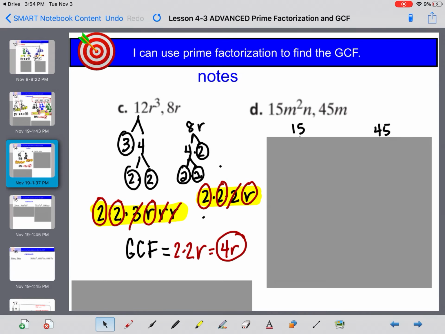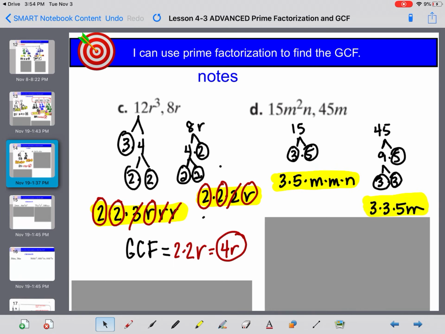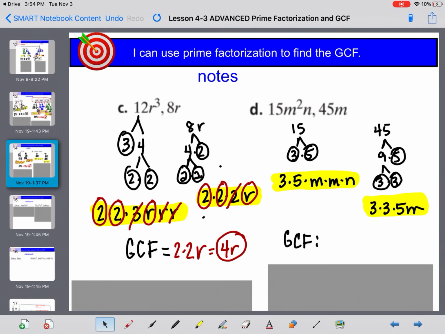Let's do one more of those together. Sometimes that's confusing. So I list off my prime factorization of 15 and 45. Then I write my exponents in expanded form. To find my greatest common factor, I write down what is in common in both lists.